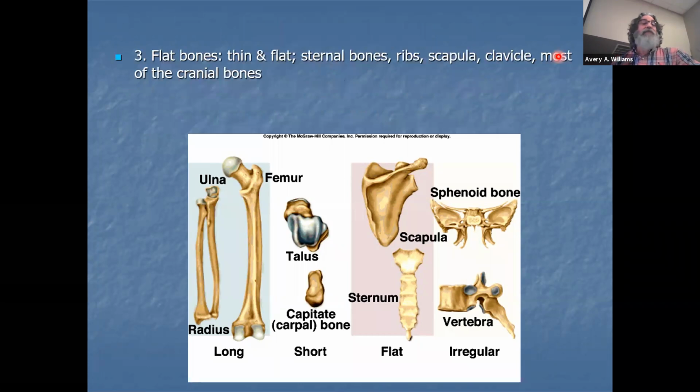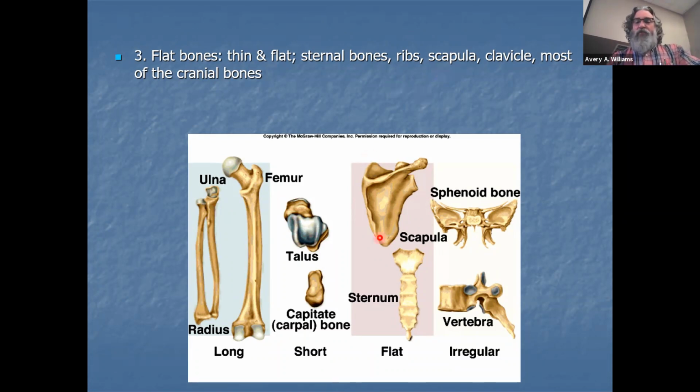Number three are flat bones, because they look flat. Thin and flat includes the sternal bones. This is the sternum, and we'll see that there's three elements that form the sternum, and we'll talk about that. All your ribs are considered flat bones. Now, the ribs are kind of long. They might seem kind of like a long bone, but they're not. They're flat bones because they don't have epiphyses and so forth.